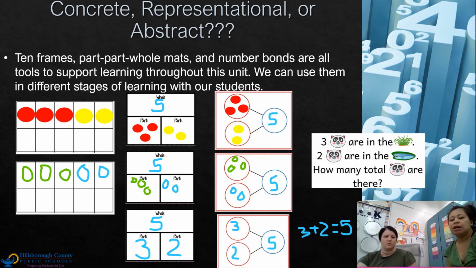Christy, do you think when you're in the pictorial or even the concrete part, you could have kids recording the numbers? Absolutely. Yeah, definitely. That will help with that transition into the abstract component, and then eventually getting into the writing of the equation or expression.